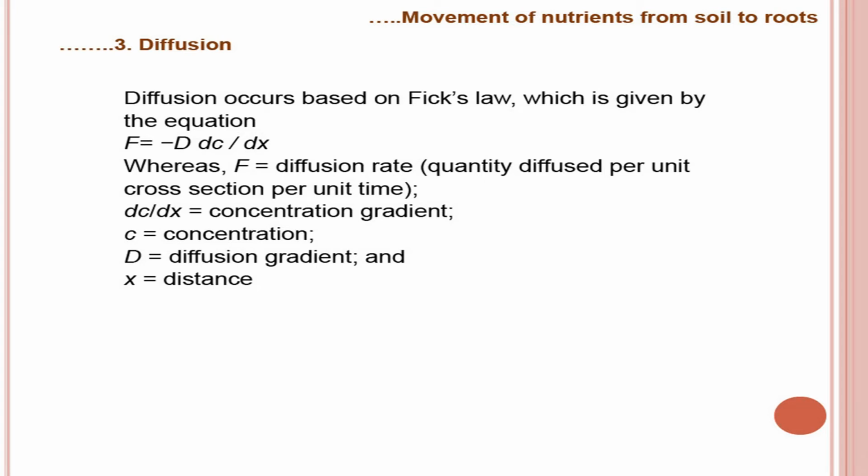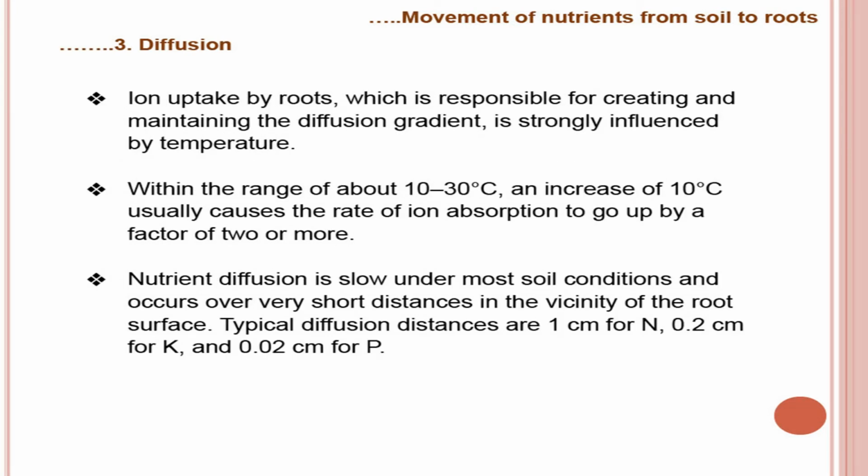Ion uptake by roots, which is responsible for creating and maintaining the diffusion gradient, is strongly influenced by temperature. Within the range of about 10 to 30 degrees centigrade, an increase of 10 degrees centigrade usually causes the rate of ion absorption to go up by a factor of 2 or more. Means relatively increased temperature will increase the diffusion rate.